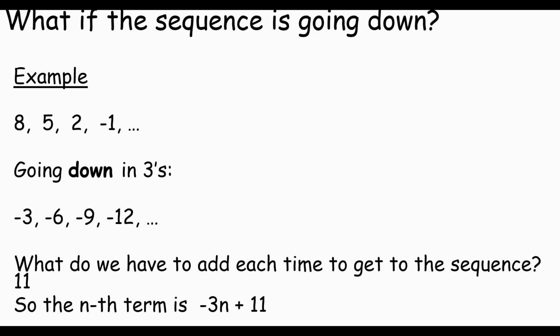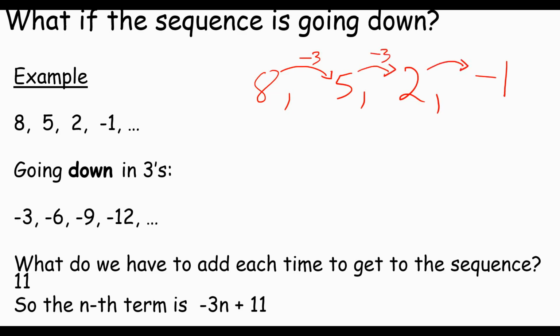A lot of the time, the sequences we have will be decreasing sequences. That is, sequences which get smaller every time or become more negative. If we look at this example, we can see we have the sequence 8, 5, 2, minus 1. To find the nth term of this sequence, we recognize that the term-to-term rule is take away 3. And then, instead of the 3 times tables, we need to consider the sequence starting at minus 3, going down by 3. So minus 3, minus 6, minus 9, minus 12, and so on.